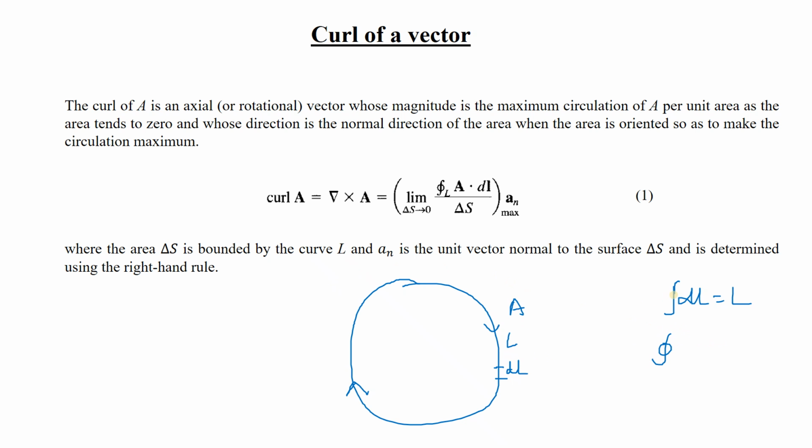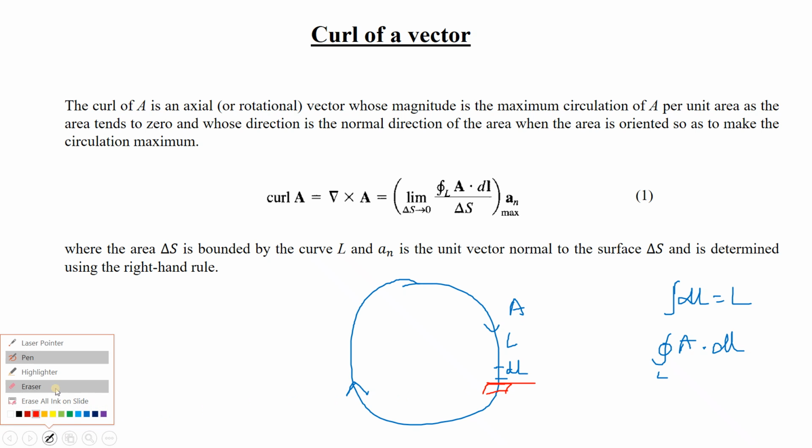So what is the line integral actually? It will be a closed line integral, the closed line integral of A dot dl. Now if you put a vector over a particular area, to measure the amount of circulation which is there, we can see.